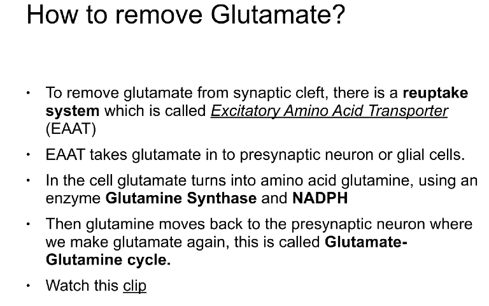After glutamic acid sits on the receptor, like any other neurotransmitter, we have to remove it. Otherwise, the effect of glutamic acid continues. To remove glutamic acid, we're going to reuptake it back inside the presynaptic neuron or inside the glial cells. So to remove glutamic acid, we have a reuptake system. It's called the excitatory amino acid transporter, or EAAT.